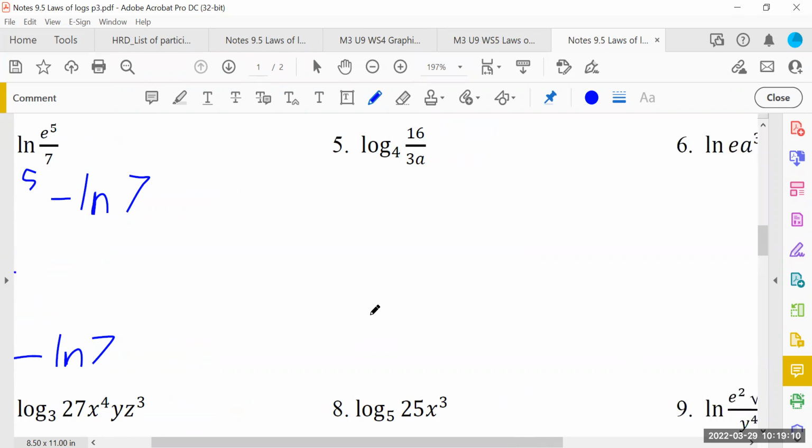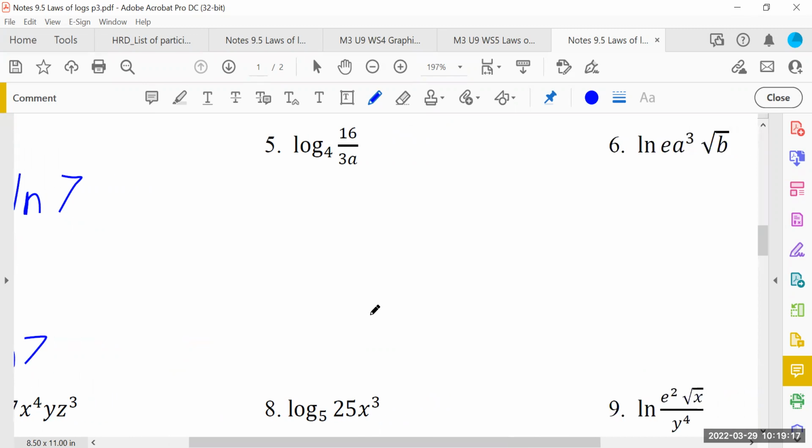So far, so good. If you understood the rules, everything so far is hopefully not bad. Number 5, though, is where we start to make mistakes. Number 5, I'm going to show you two ways. First way, log base 4 of 16 minus log base 4 of 3a, right? Because it's a division, that becomes subtraction.